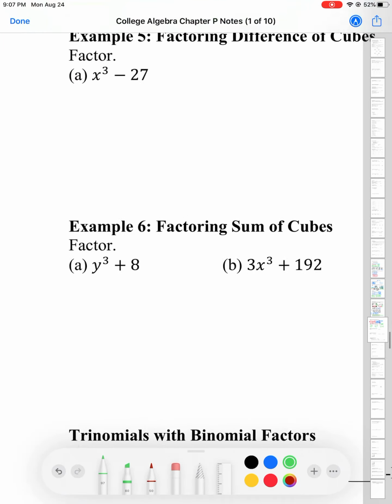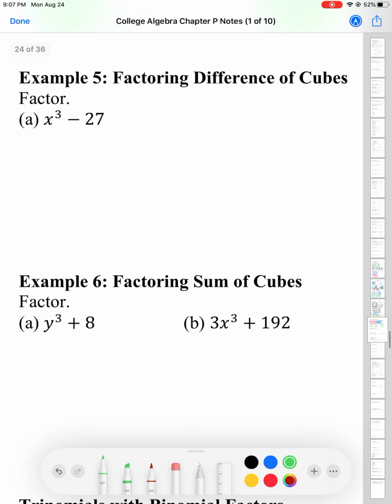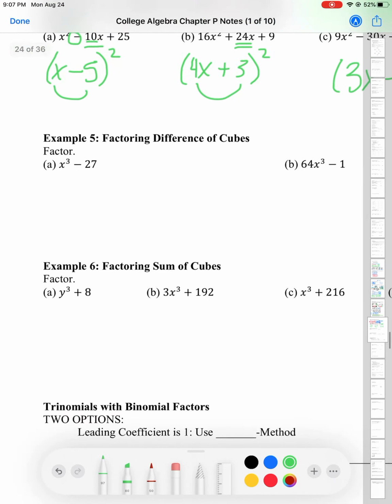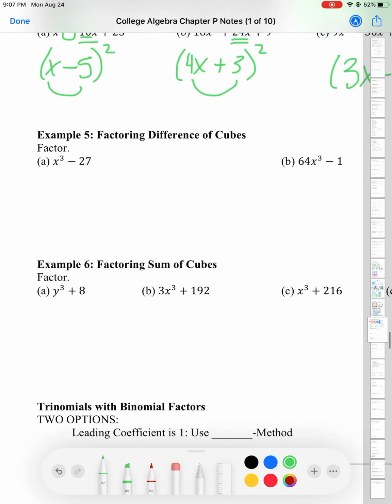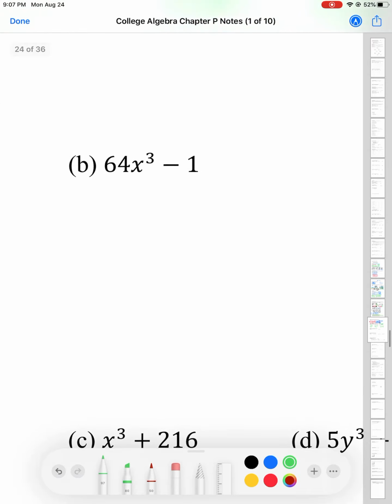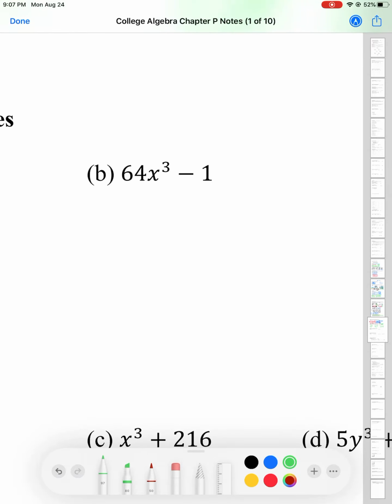All right, factoring a difference of cubes. I'm going to do B. I want you guys to try A. So I'm going to do B. So 64x cubed is like 4x times 4x times 4x. And 1 is 1 times 1 times 1.